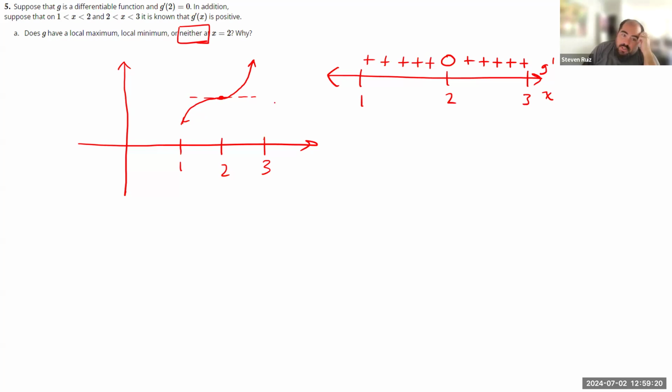So hopefully the sign chart and the graph I made from that are convincing. Basically, if you have a local maximum, then your sign chart needs to go from positive to 0 to negative. If you have a local minimum, your sign chart for the first derivative has to go from negative to 0 to positive. We have neither of those things.